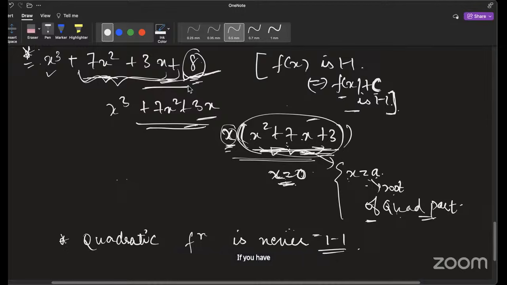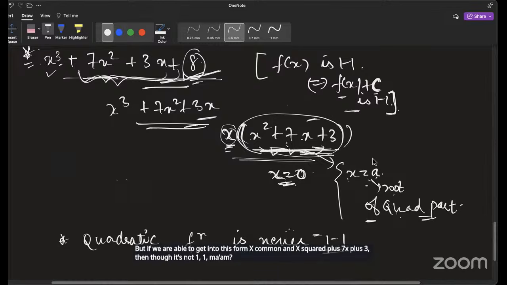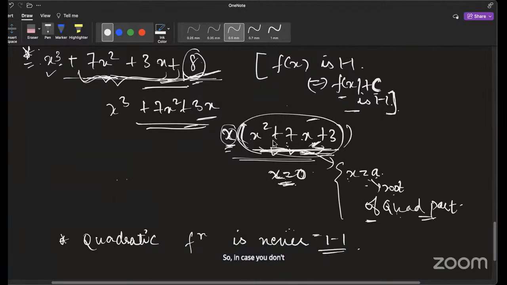If you have this thing and you can somehow get into this form, there could be degree more than 3. Then we're just trying to find roots of this thing. That's all. We're doing nothing else. Ma'am, if we are able to get into this form, x common and x square plus 7x plus 3, then it's not 1-1, right? For that you'll need two real roots of this. So in case you don't find two real roots of this one, then you can't comment on this.